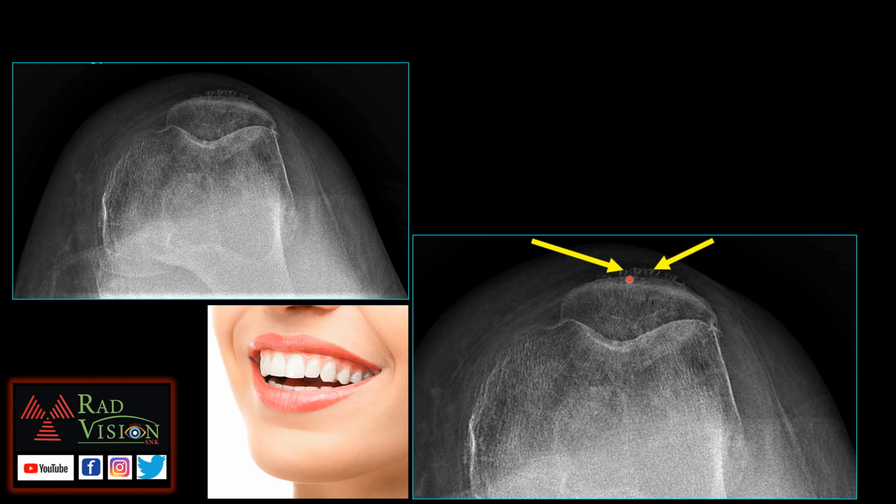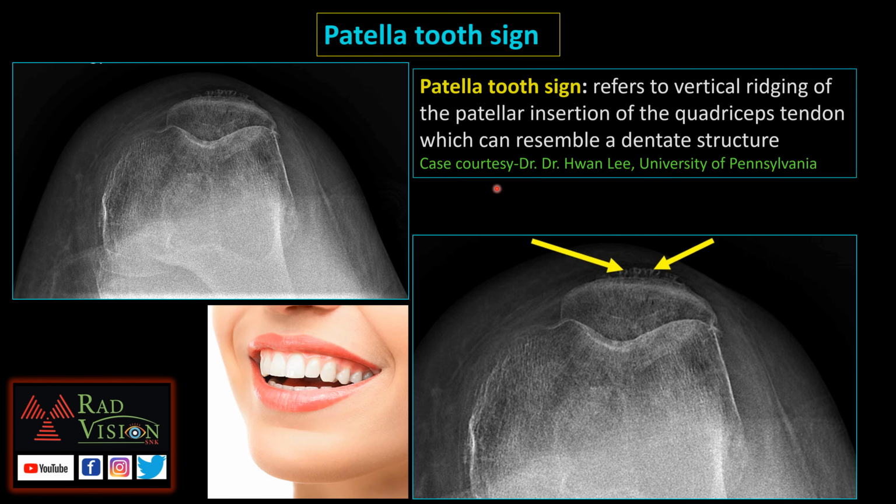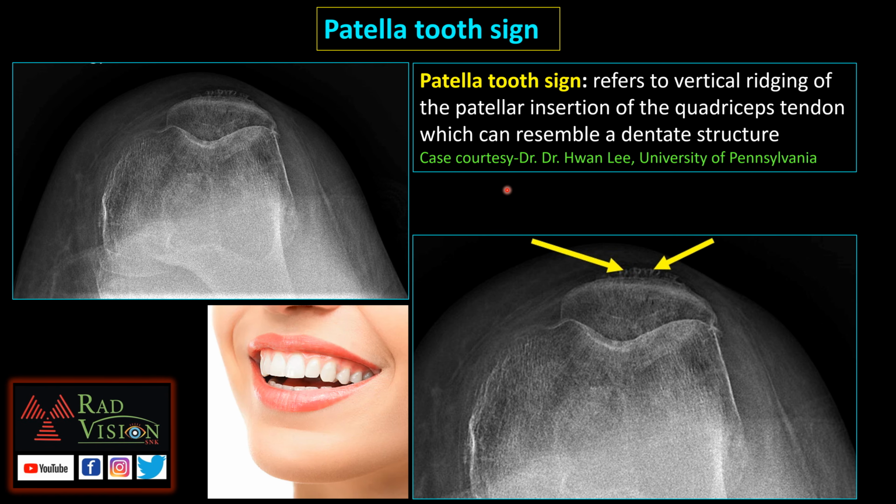When you see the magnified view of this patella, these resemble teeth. So this is called the patella tooth sign, which refers to vertical ridging of the patellar insertion of the quadriceps tendon, which can resemble dentate structures or teeth. So this is called the patella tooth sign.